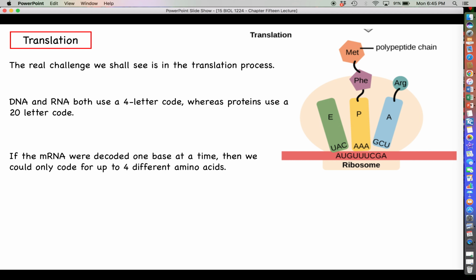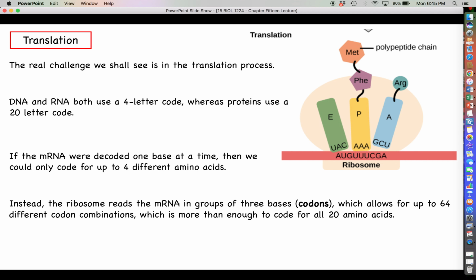So we've covered this challenge before, but the idea is that if mRNA were decoded one base at a time, then we could only code for up to 4 different amino acids. An A would correspond to one kind of amino acid, a U would correspond to another kind of amino acid. So if we literally only read the mRNA or the DNA one nucleotide at a time, we could not possibly code enough information to cover all 20 amino acids.